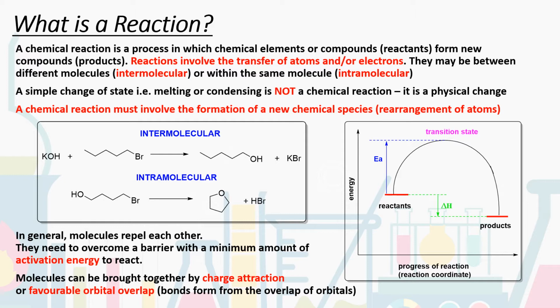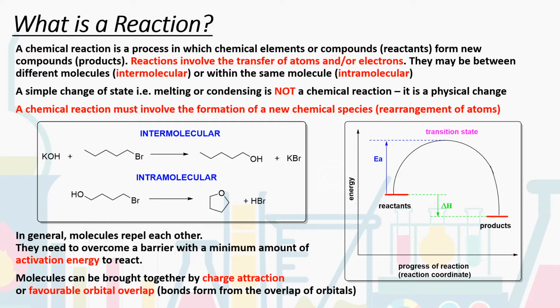Now these reactions can be between different molecules, probably what you're most used to seeing, what we call intermolecular. That's that example of this nucleophilic substitution between the potassium hydroxide and this very long chain bromoalkane. Or they can be within the same molecule, something we call intramolecular. And so this same nucleophilic substitution can happen if we have the OH group and the bromine group attached to the same molecule, as we show at the bottom there, to form this 5-membered cyclic ring with an oxygen in.